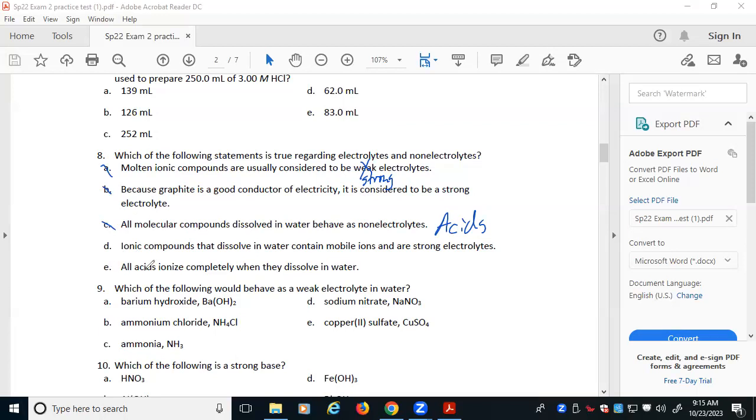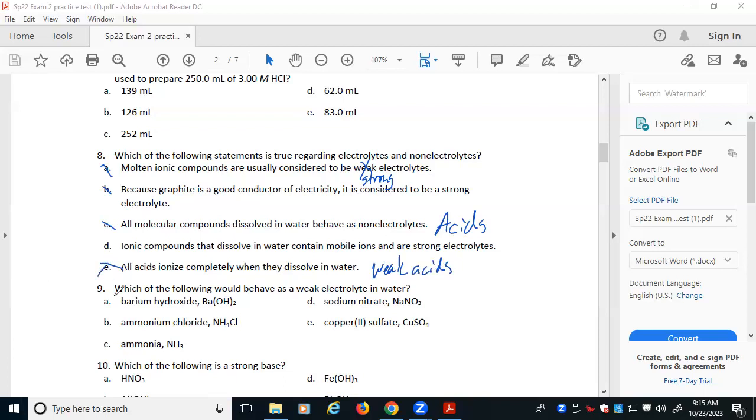Related to that, letter E, all acids ionize completely when they dissolve in water. We know that's not true. That's the definition of a strong acid. Not every acid is a strong acid. So we've eliminated every option but D.